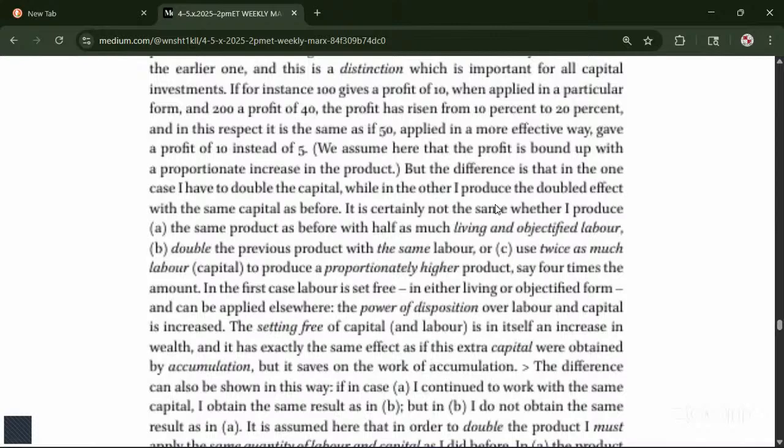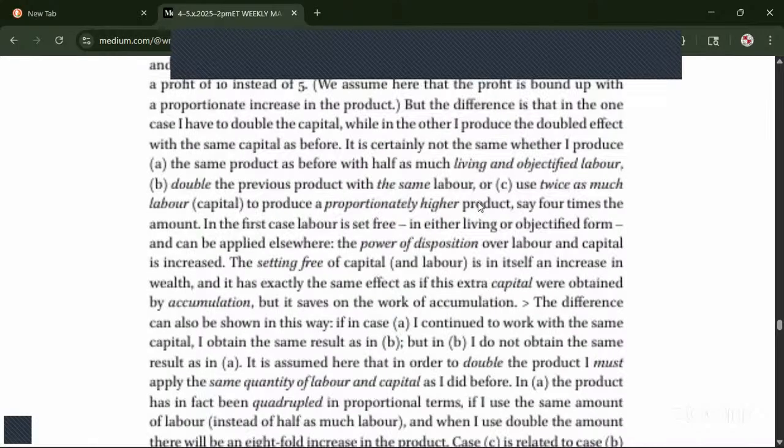The setting free of capital and labor is in itself an increase in wealth, and it has exactly the same effect as if this extra capital were obtained by accumulation, but it saves on the work of accumulation. The difference can also be shown in this way. If in case A, I continued to work with the same capital, I obtain the same result as in B, but in B, I do not obtain the same result as in A.